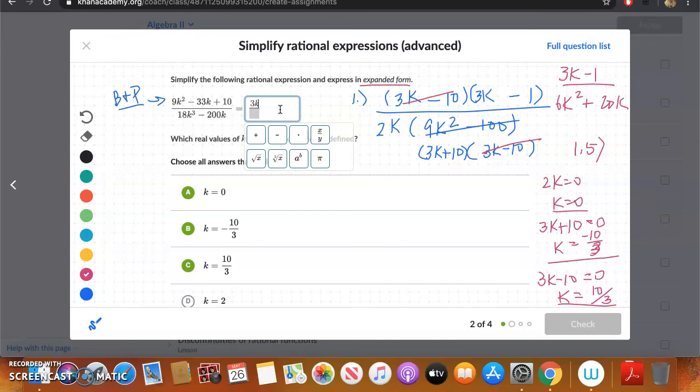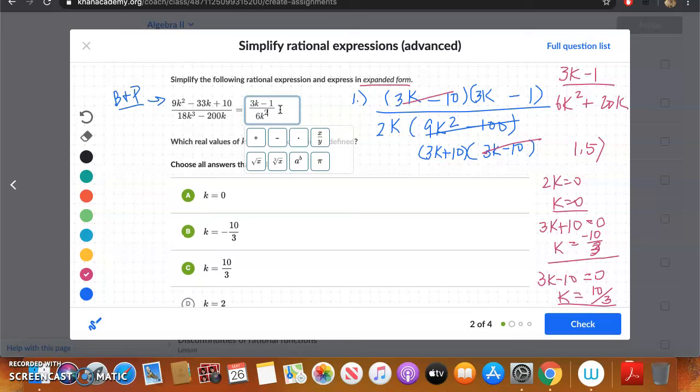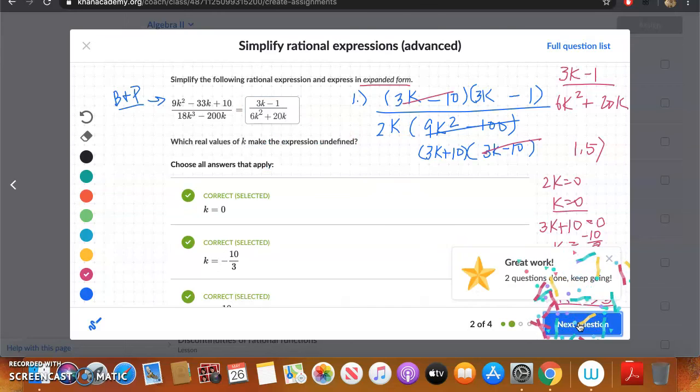So 3k minus 1 over 6k squared plus 20k. And hopefully we did all our math correctly, and that is correct.